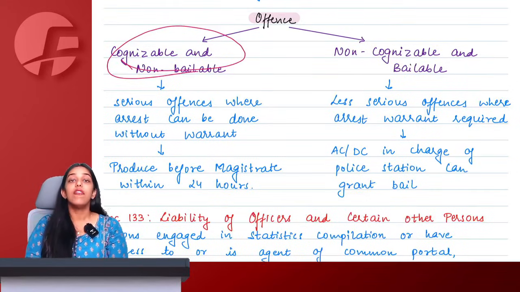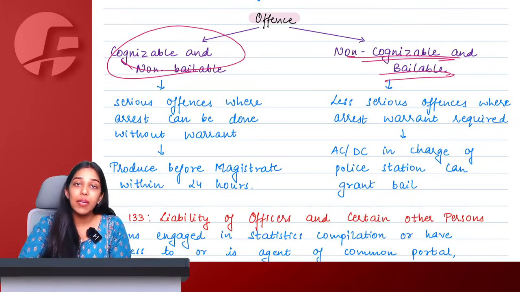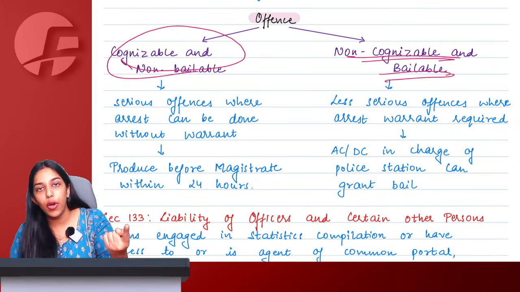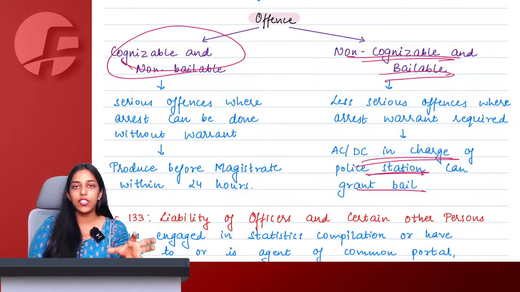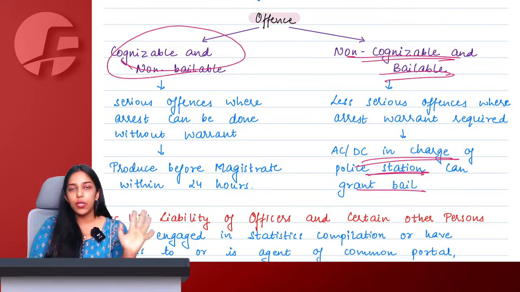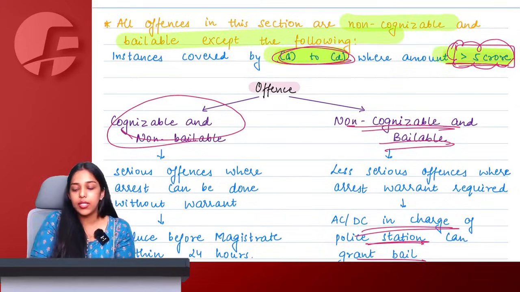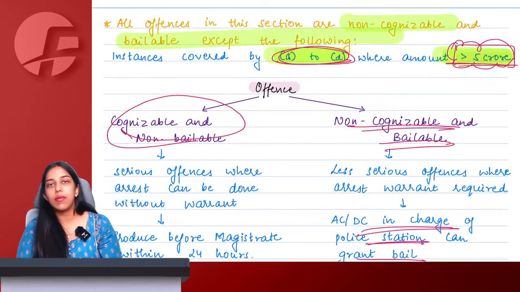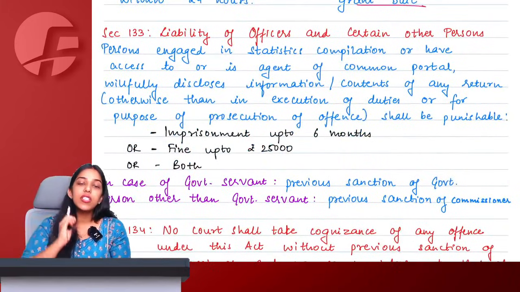These are serious offences, which means even without an arrest warrant, you can be arrested and then you will have to be produced before the magistrate within 24 hours. And the offences which are bailable and non-cognizable, they cannot arrest you without warrant, and even if they have arrested you, they can give you bail. The commissioner or the police station can give you bail. But here, bail is not possible, you will have to be produced before the magistrate only, and even without a search warrant or arrest warrant, they can arrest you. Particularly for clause A to D, if the amount is greater than 5 crore, then only the offence becomes cognizable and non-bailable. Okay, ma'am.